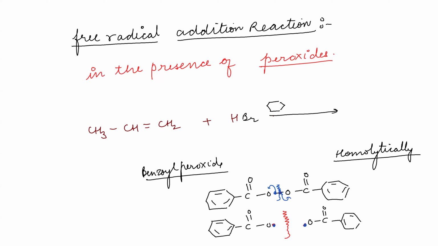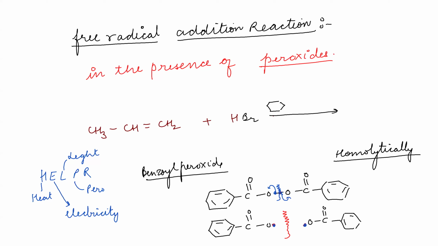I hope you're understanding this. So understand one word, HELPR: in the presence of heat, electricity, light, peroxide, and radical, we have the free radicals being generated.